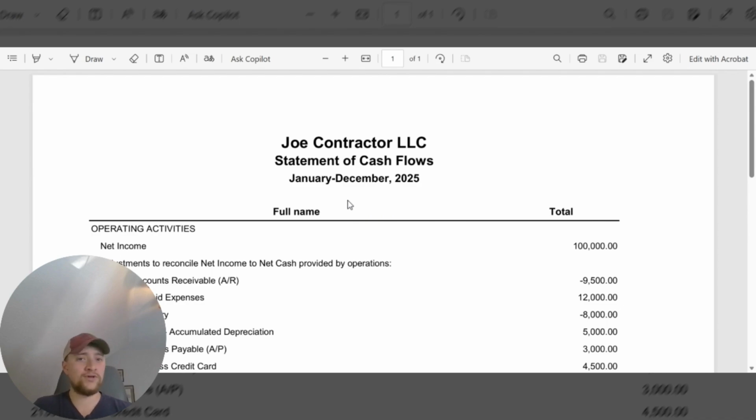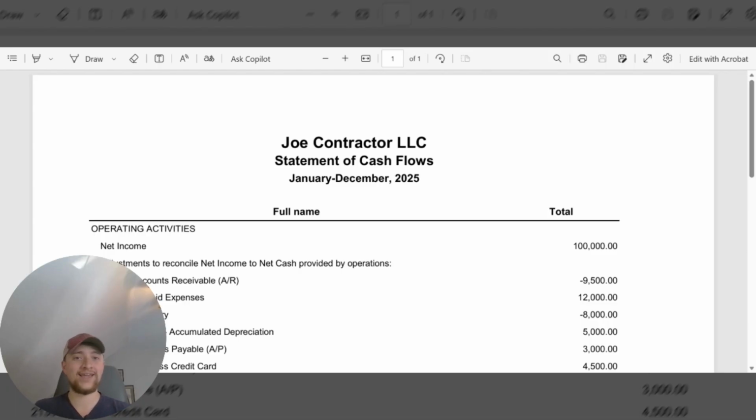Now, most people are familiar with the profit and loss statement or the income statement and the balance sheet. And those two are really important statements. But what a lot of people don't know of yet is the statement of cash flows. And it's really kind of a combination of the profit and loss and the balance sheet. But it's important because it follows the cash.